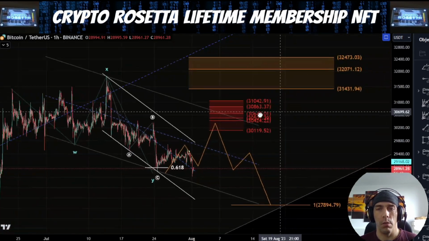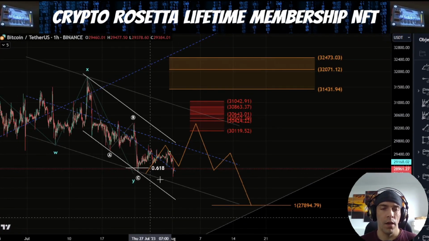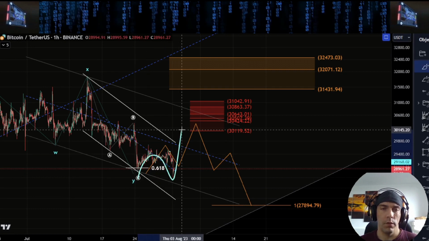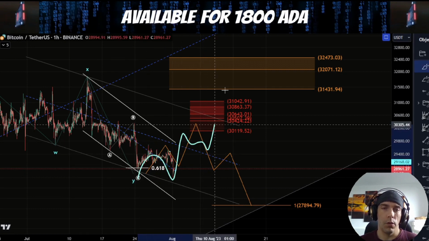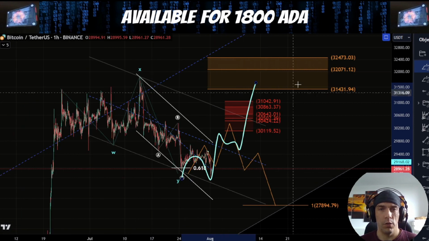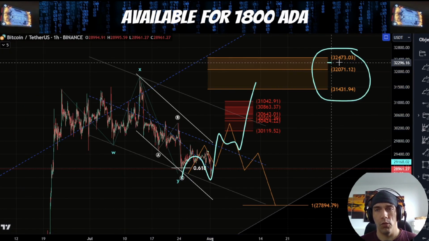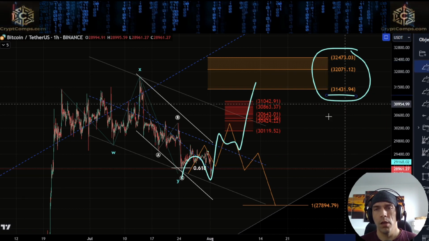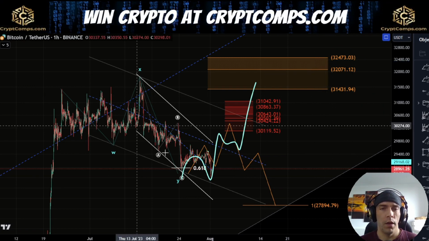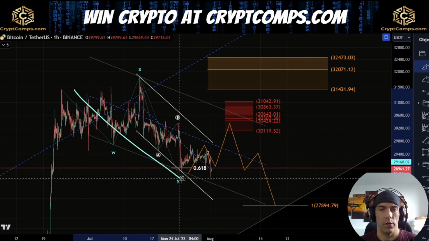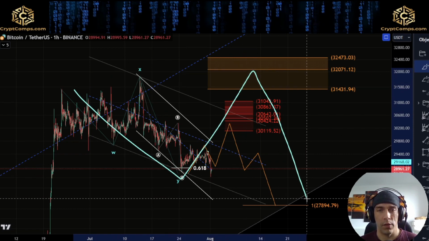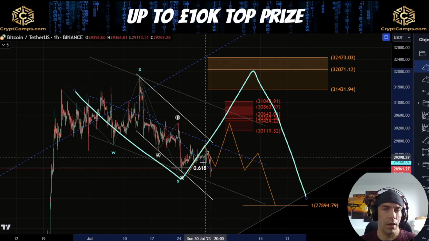Now, if we are looking at this as an ABC, potentially what we need to be careful of, if we get something like a flat here, we could see price do something like this, in which case we could push up into this typical extended B wave area, which would be this 32,473 to this 31,431 before seeing an additional push to the downside, making this A, B, and C. So we need to just keep an eye on this.